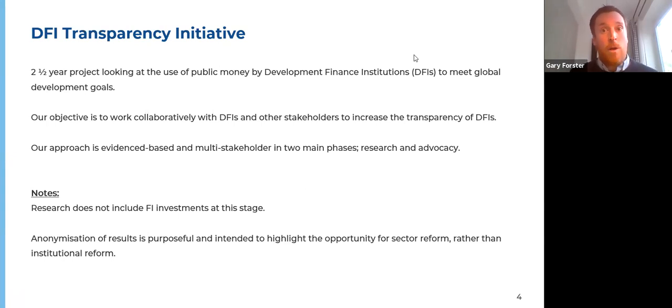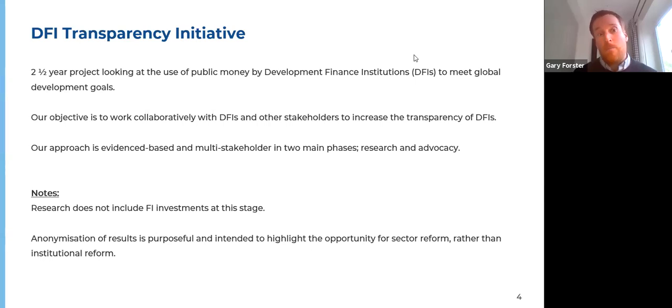A couple of notes that I will mention. So the research to date, and this includes the Workstream 1 research, the Workstream 2 research, and indeed this Workstream 3 research, does not include financial intermediary investments at this stage. We recognise that financial intermediary investments often lack the transparency that stakeholders require. We also recognise they're often a large part of DFIs' portfolios. So for that reason, we are focusing the whole of Workstream 5 on financial intermediary investments, so we will be getting around to them. But I just wanted to say this research doesn't include transparency around financial intermediary investments.